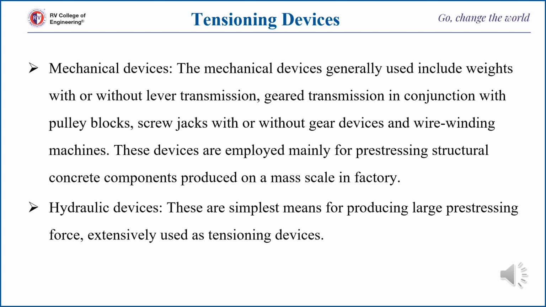Now let us look into the tensioning devices. Firstly, mechanical devices. The mechanical devices generally used include weights with or without lever transmission, gear transmission in conjunction with pulley blocks, screw jacks with or without gear devices, and wire winding machines. These devices are employed mainly for pre-stressing structural concrete components produced on a mass scale in factories.